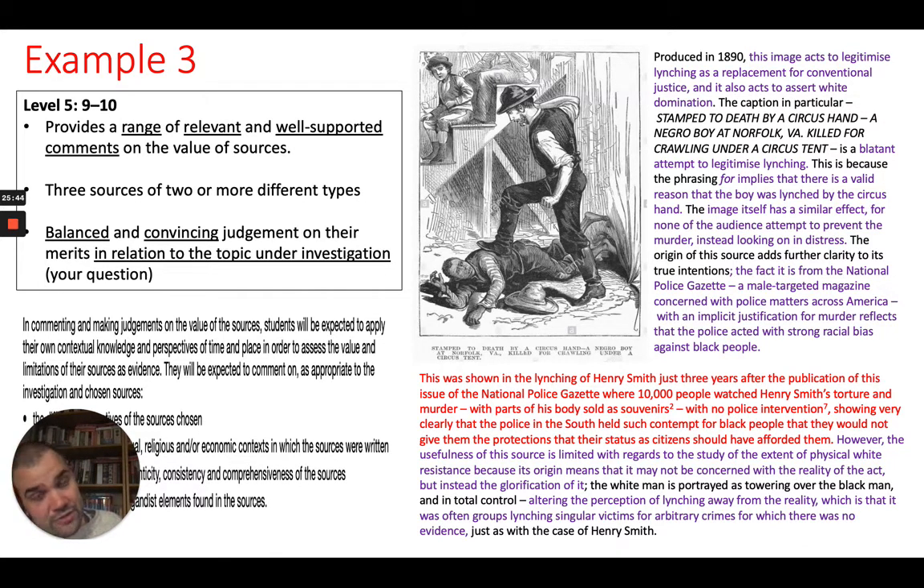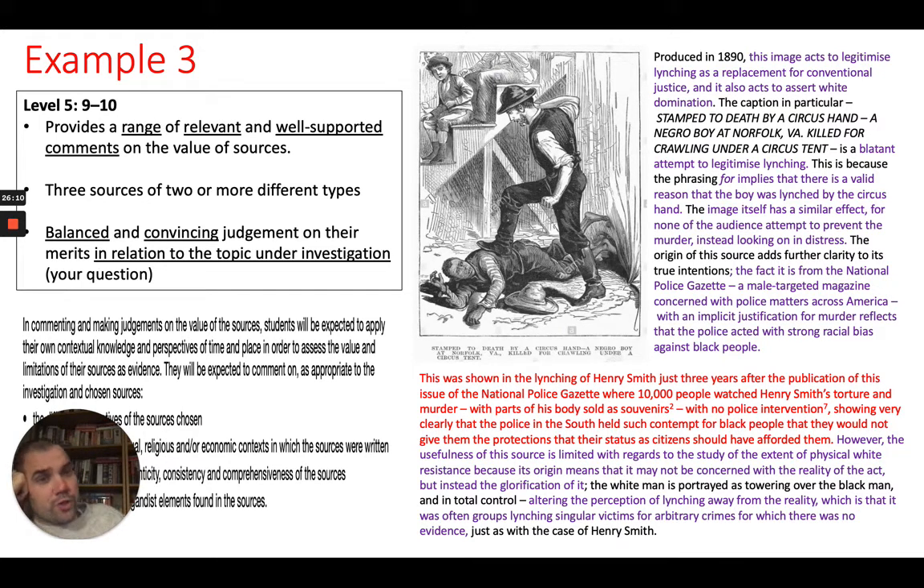how lynching was part of this kind of strategy of white violence that emerged following Reconstruction to keep African Americans in their place and reverse the gains of Reconstruction. So it's kind of like a source to illustrate the wider points Charlie is making either side of the source about the role of lynching and white violence in restricting African American civil rights.